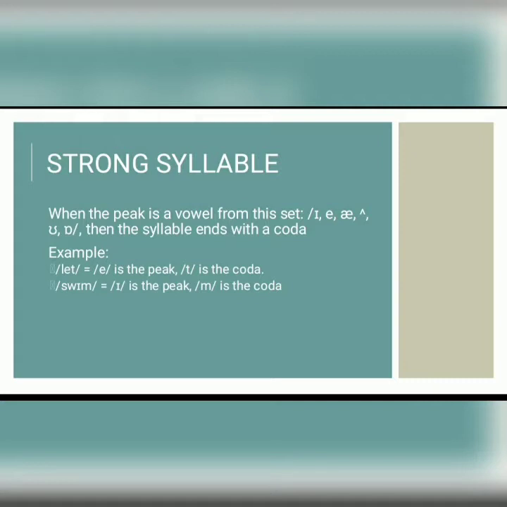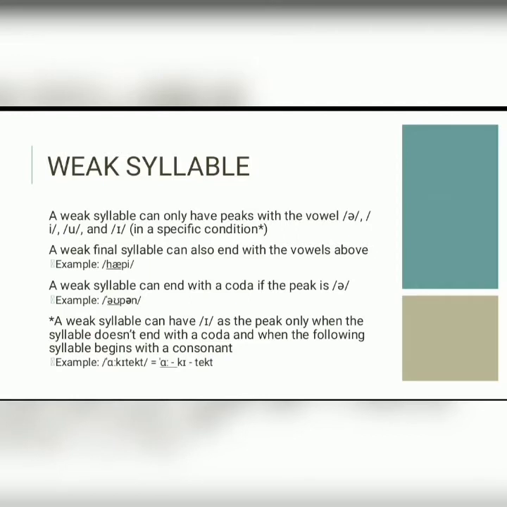And in the word swim, the vowel is the peak, and it has m for the coda. Then swim is also a strong syllable. A weak syllable can only have peaks with the vowel or e or u, but a weak syllable can have it as the peak only when the syllable doesn't end with a coda and when the following syllable begins with a consonant.